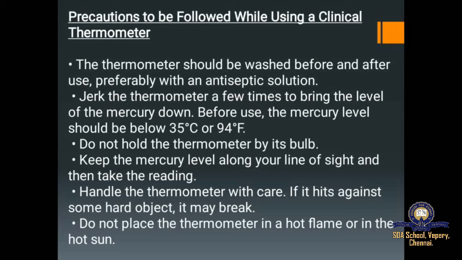So when we keep the thermometer for a person having fever, there will be a rise in temperature, right? For a person having fever, the temperature rises, so the mercury also expands, showing a rise in temperature. So in order to bring the mercury level down, we need to jerk the thermometer a few times. Before use, the mercury level should be below 35 degrees Celsius, or in Fahrenheit it should be 94 degrees Fahrenheit.